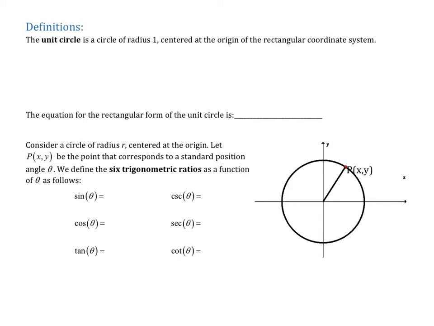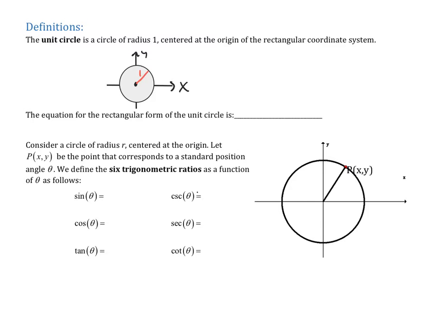Let's start with the definition of the unit circle. So the unit circle is just a circle of radius 1 centered at the origin in the rectangular coordinate system. So here we have a circle and we center it at the origin, and in order to be the unit circle, then the radius of the circle needs to be 1.